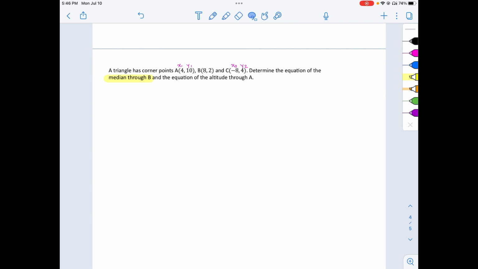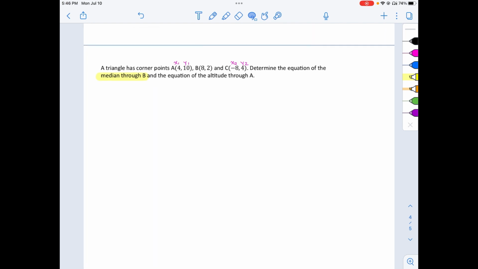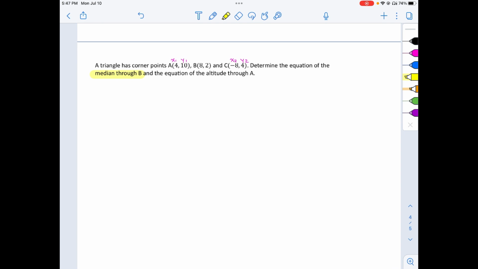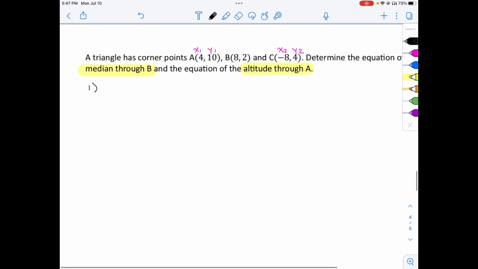Okay, so I just wanted this so I could see my points again. So I'm calculating the altitude through A, which means if you think like the height, if I start from point A, it's going to be perpendicular to the base, in this case, the base is line BC. Okay, so the first thing I want to do is calculate the slope of the line that's opposite to A, which I said is BC.